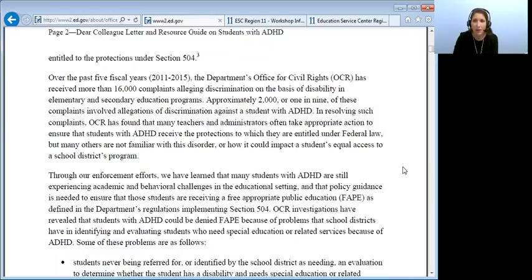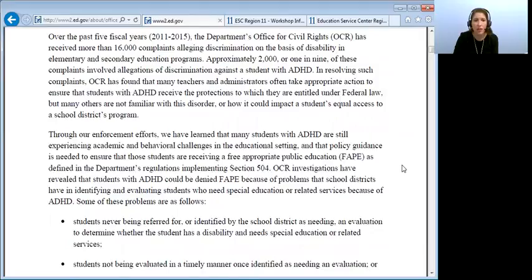So in their process of collecting this data, they have found that when resolving such complaints, OCR found that many teachers and administrators often take appropriate action to ensure that students with ADHD receive the protections to which they're entitled under federal law, but many others are not familiar with this disorder or how it could impact a student's equal access to a school district's program. It goes on in the letter to talk about how important it is to provide FAPE, or a free and appropriate public education, to all students.